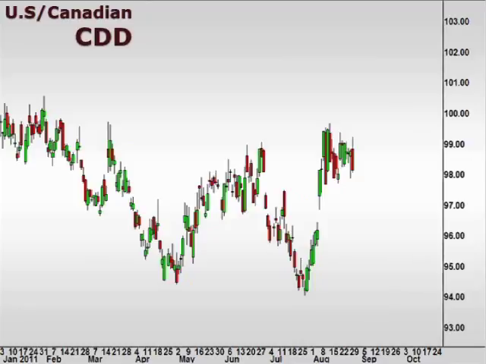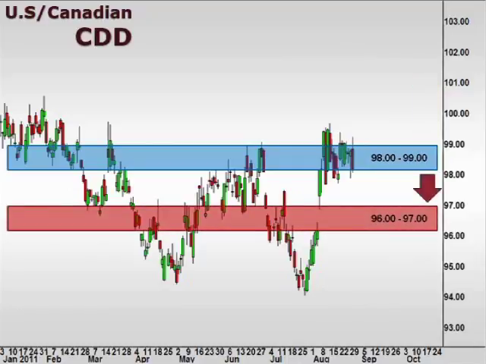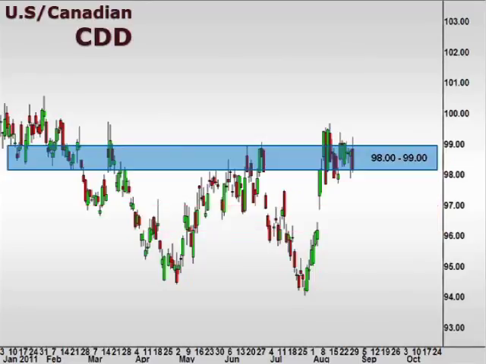Let's take a look at the U.S. dollar versus the Canadian dollar as seen here in the ISE FX Options Pair Value CDD. Well, the CDD continues to consolidate within the 98-99 focal zone. Now, a break above 99 opens the window for a continuation higher. A break below 98 could open the window for a retracement as low as the 96-97 focal zone.